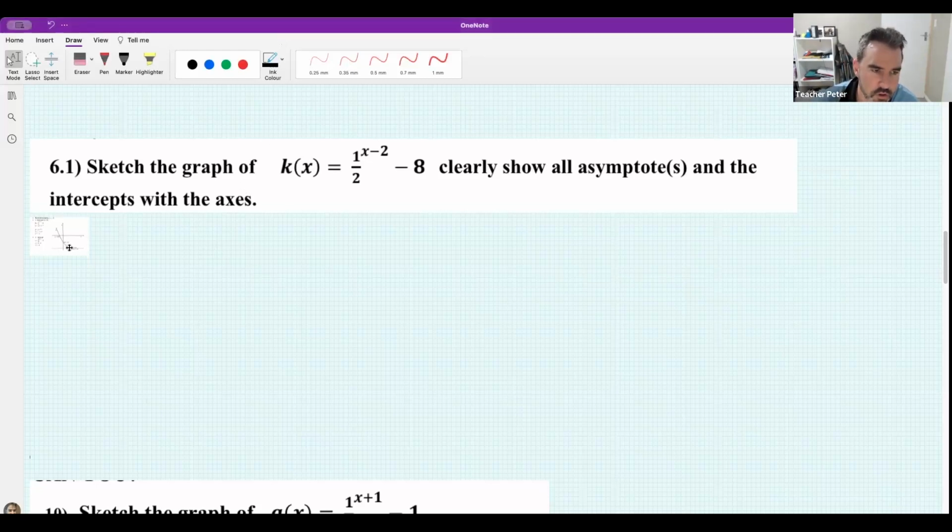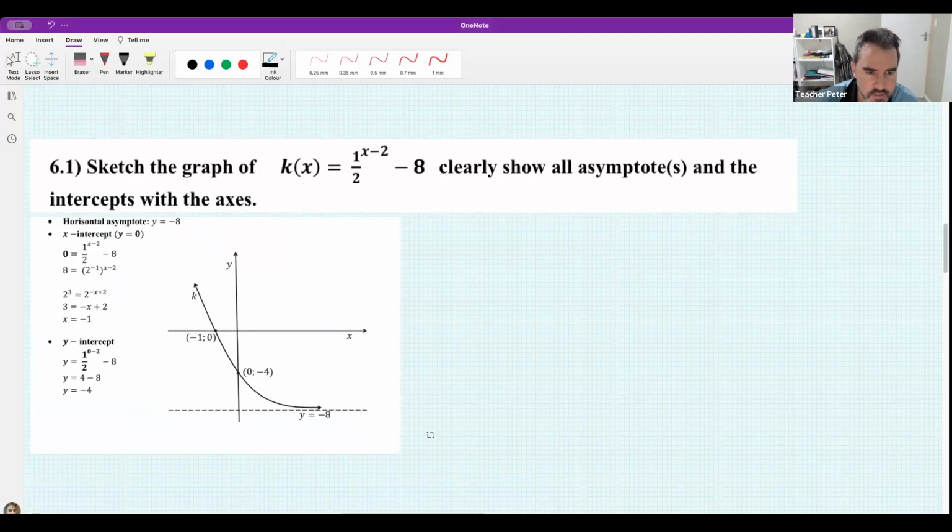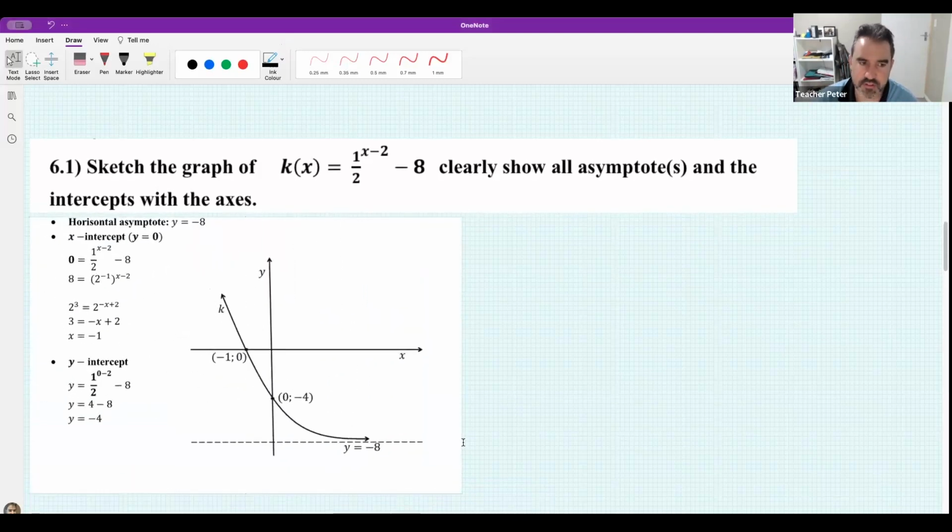Okay, so let's have a look at the answer here. Now, what's different about this exponential function is that because this is a half, this function itself is decreasing. But before we even do that, what I would have done is I would have first done this one, okay? And then I would have worked out my intercepts. So I worked out that, and I also worked out what that was, and then I could draw through that.